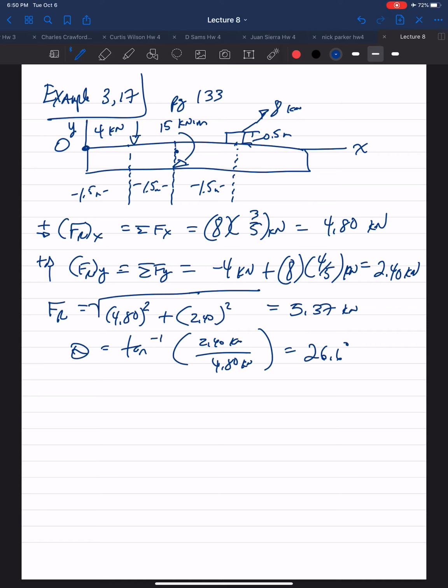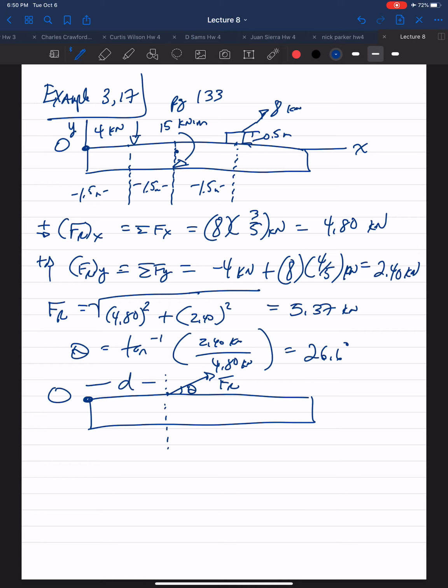So, to redraw that beam, once again, point O, that force acts some distance away from point O. And the angle of that resultant force, where the line of action intersects the x-axis, we calculated to be theta, 26.6 degrees. So where does the line of action intersect the x-axis or the beam? That's the question. And that distance from point O is D. We'll term it D.